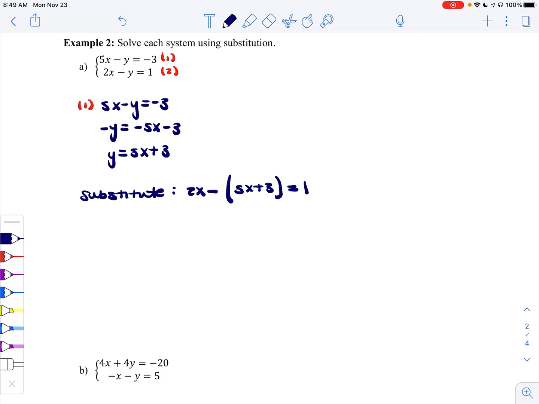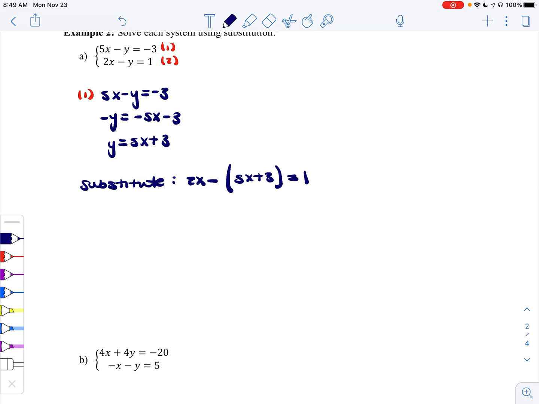And that's equal to 1. So we just substituted into our second equation. Okay. All right, so now we just need to solve for x. So I'm going to go ahead and distribute my negative in here. So 2x minus 5x minus 3 is equal to 1.